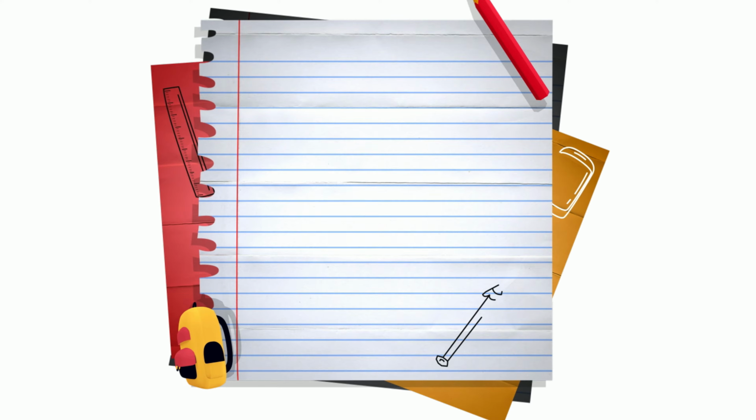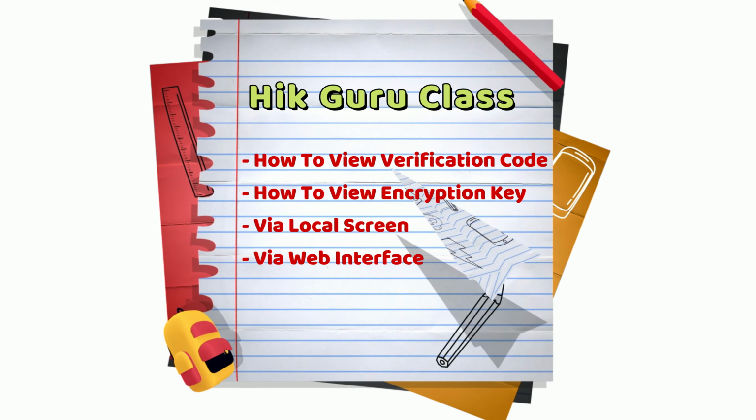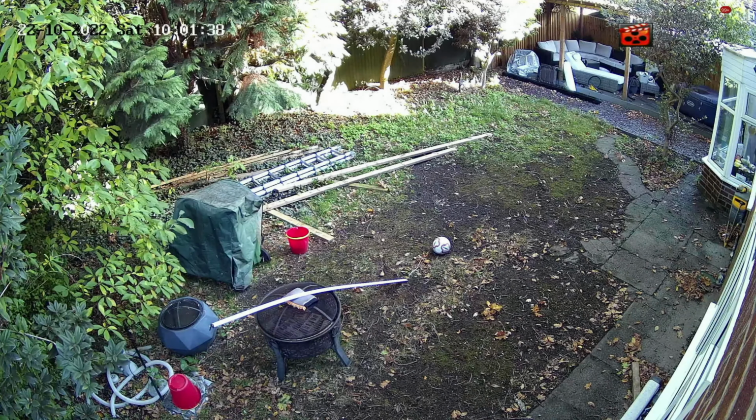In today's video, I'm going to be showing you how to see what your verification or encryption key is. We've got two methods for this, either using a screen that's plugged into your DVR or NVR, or if you don't have a screen, then another method is via a computer. Firstly, I'll show you via the screen, so skip ahead if you are after the computer version. This instruction may differ ever so slightly depending on your firmware version.